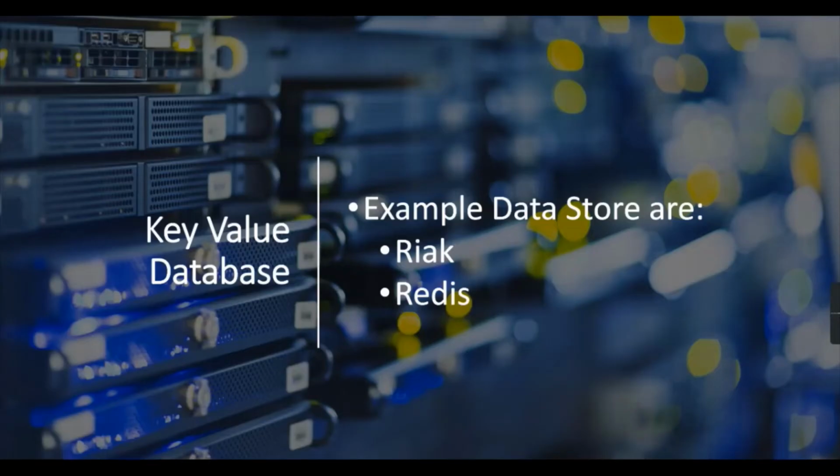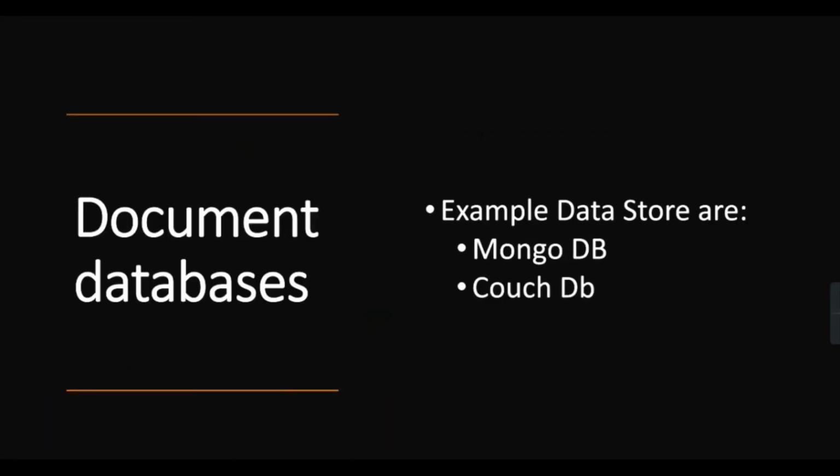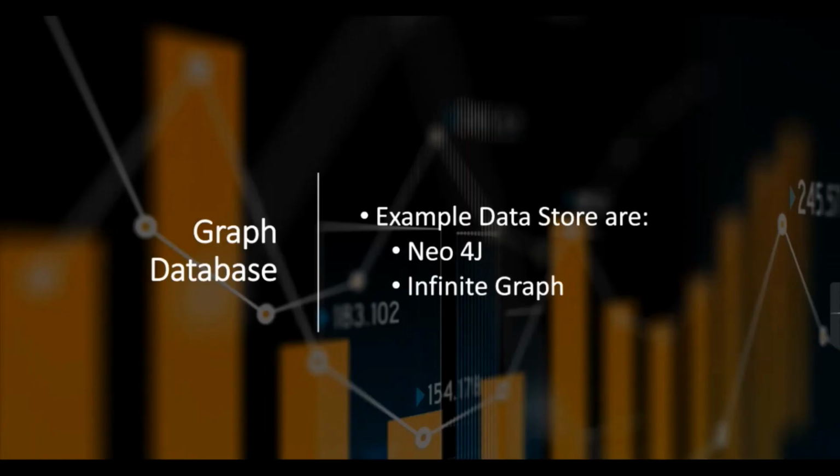For key value database, we have Riak and Redis. For column oriented database, we have Cassandra and HBase. Cassandra is pretty much popular as compared to HBase, but HBase is also used in big data. For document database, we have MongoDB and CouchDB. For graph database, we have Neo4j and Infinite Graph.